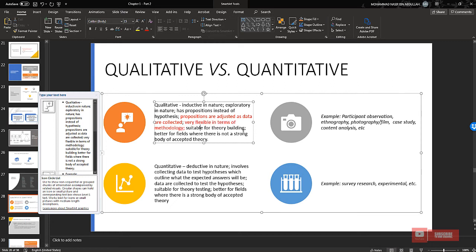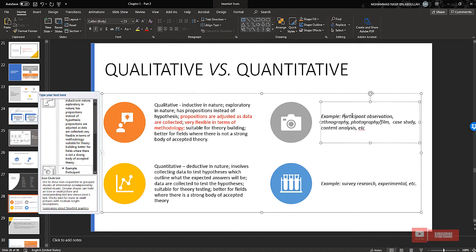It is suitable for theory building. We don't have any information on the prior problem. We try to find the solution to the prior problem, and this is theory building. It is better for fields where there is no strong body of accepted theory. Examples of qualitative research: participant observation, ethnography, photography, films, case study, content analysis, and so on.